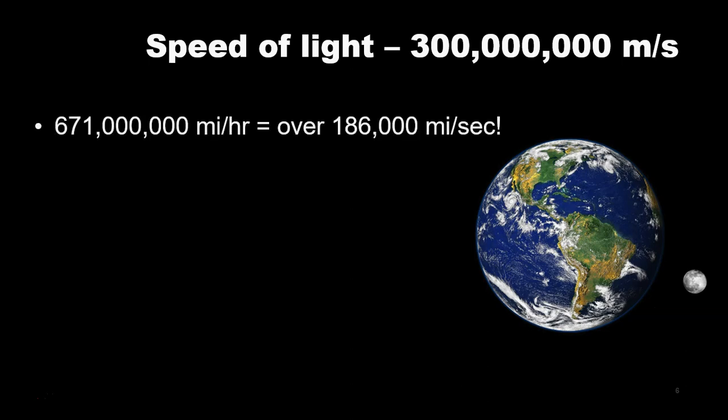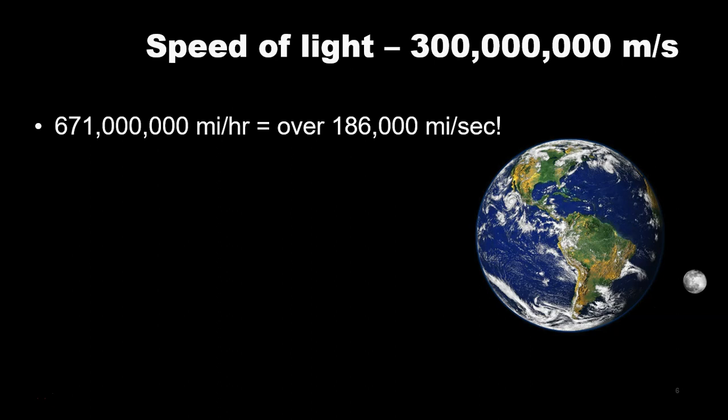So at the speed of light, it's 671 million miles per hour, just to put it in context of our units. But you probably still don't have a great idea about how fast that is either. So let's take it down to seconds. It's 186,000 miles per second. But that doesn't really do a lot for us either. So let me tell you what you can do if you're moving at the speed of light.